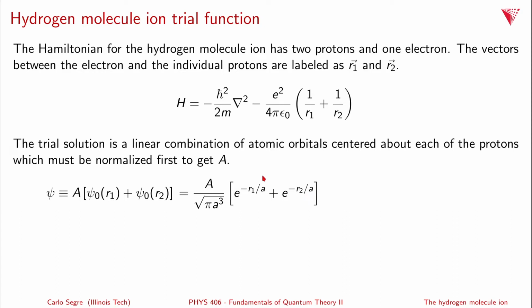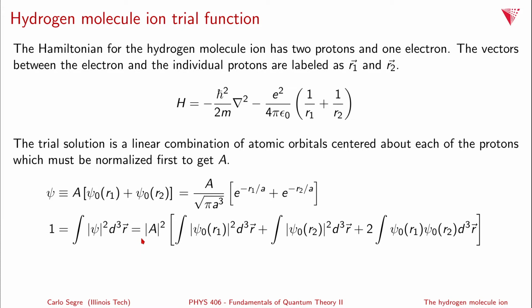We have to normalize this to get our normalization constant before we can do anything else. And the normalization integral is 1 is equal to the integral of psi squared d cubed r, integrated over all space. And this gives us 3 different integrals. The first integral is simply the normalization of the hydrogen ground state around proton 1. The second one is the same thing around proton 2.